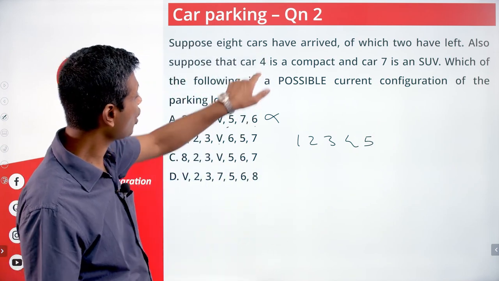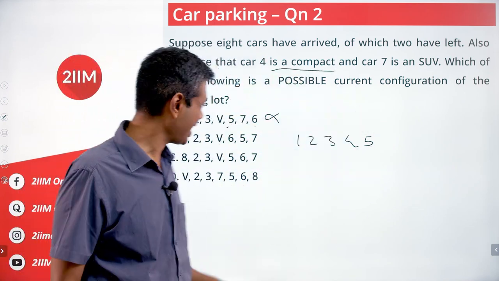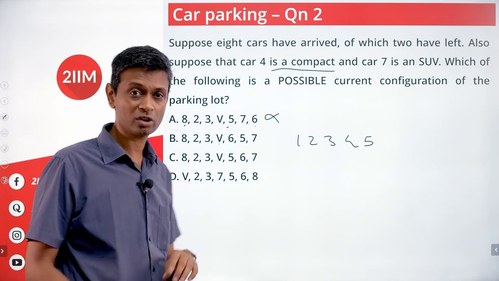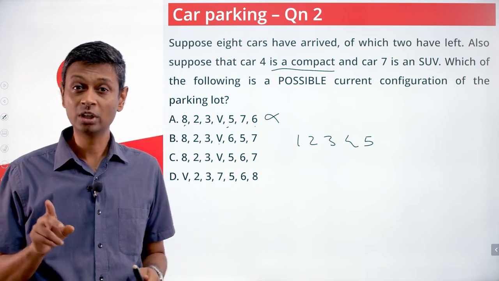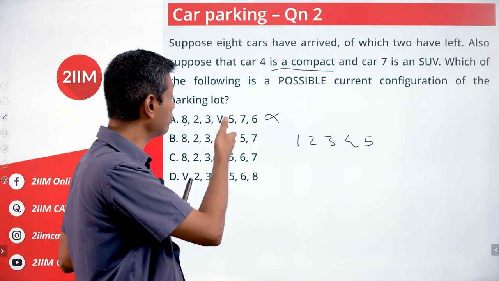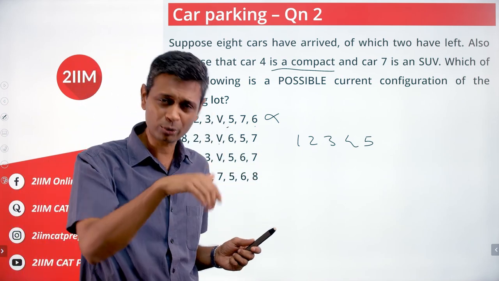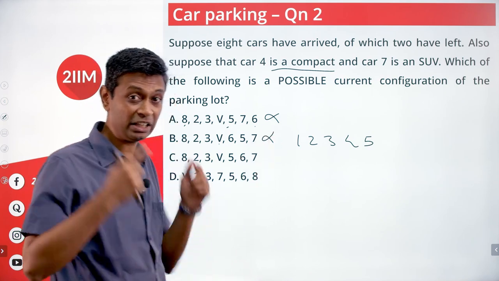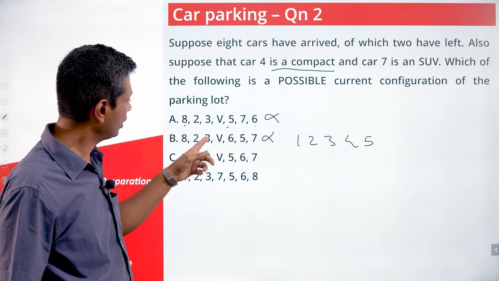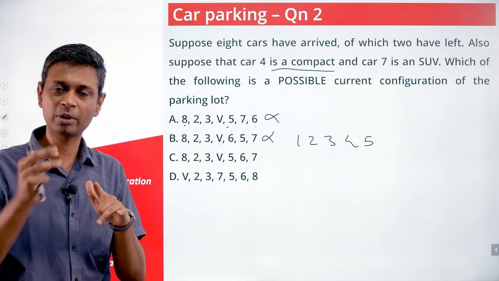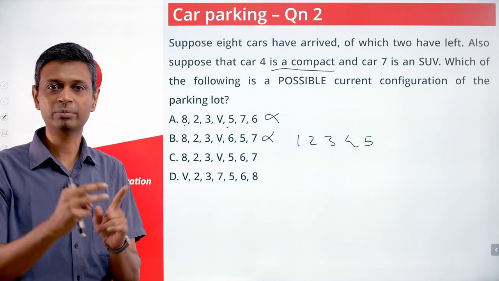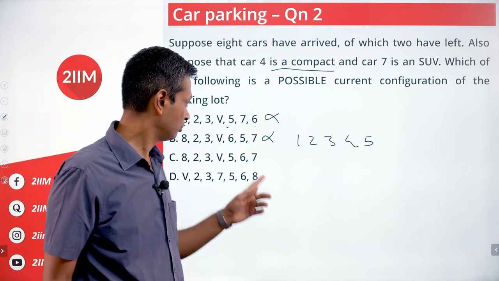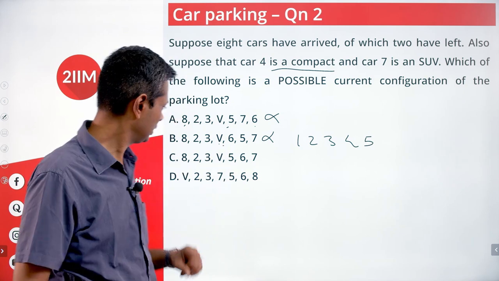Right. Now we know 4 is a compact car. So after 6 comes here, there cannot be another vacant slot. In any case, the vacant slot cannot be before 6. It has to be after 6. This again is tricky, it's not possible. I can even imagine 823657. 4 being replaced by 6, 1 being replaced by 8. Life is easy, doable. But not this. Let's go to the next one.